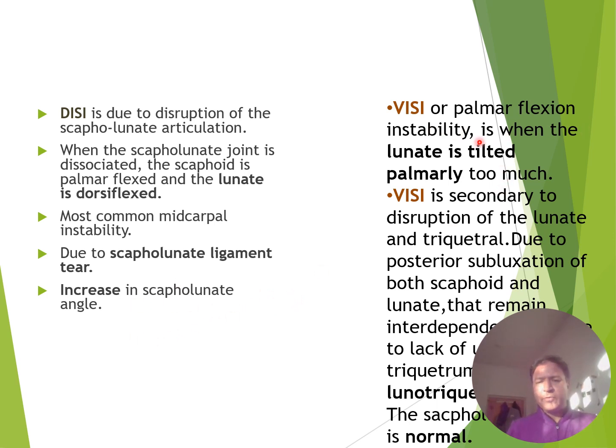VISI, or palmar flexion instability, is when the lunate is tilted palmarly too much. VISI is secondary to disruption of the lunotriquetral ligament, due to posterior subluxation of both scaphoid and lunate that remain interdependent due to lack of lunotriquetral support. Okay.